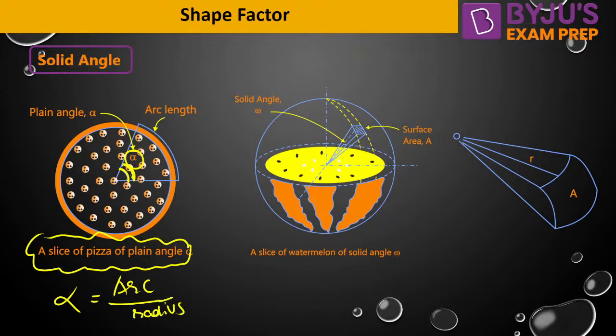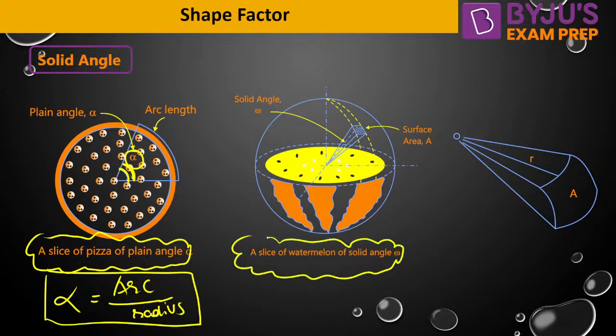Arc per unit radius is nothing but alpha, that is the plane angle. But if it is a three-dimensional figure like a slice of watermelon, then we need to define the solid angle. The area of this surface is A, and it is making a solid angle omega at the center of the watermelon. That is called solid angle omega.